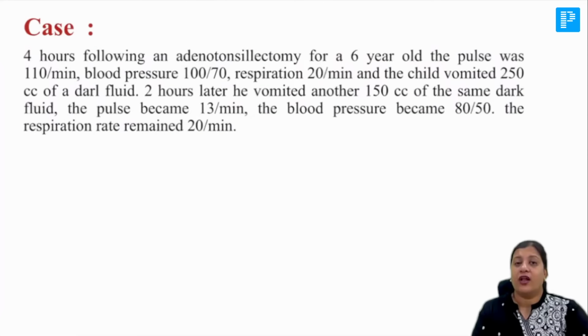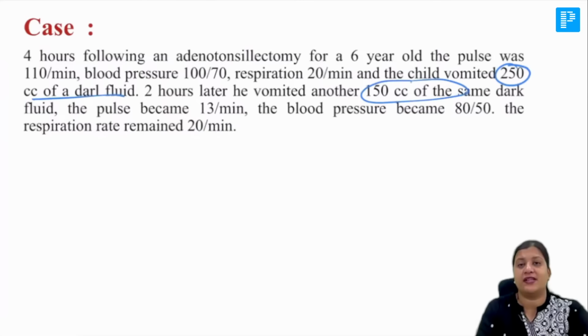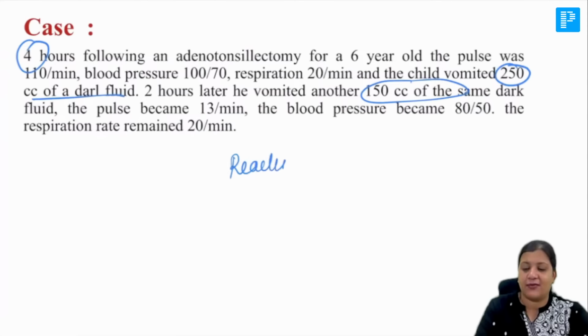Okay. 4 hours after adenotonsillectomy, a 6-year-old boy had a pulse of 110 per minute, blood pressure of 100/70, and the child vomited 250 cc of dark fluid. 2 hours later, the child vomited 150 cc. So, what kind of hemorrhage is this if it is happening 4 hours after tonsillectomy? It is a reactionary hemorrhage.